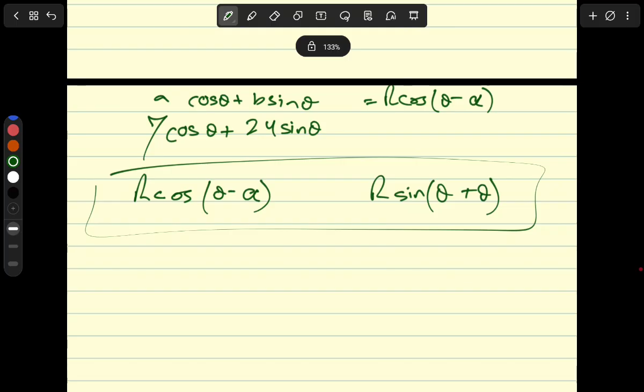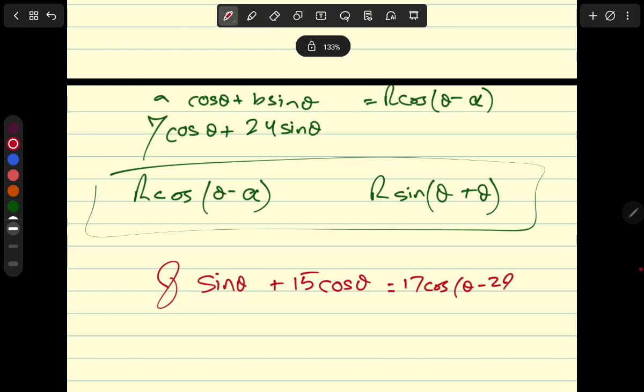Now, if I ask you, let me change color, 8 sine theta plus 15 cos theta, without using calculus and without graphing, without using Desmos, can you tell me the maximum possible value of this? A lot of you will not be able to. But if I convert this into 17 cos theta minus 28.07, which you know how to convert this into, now what is the largest cosine value that this cosine function can ever take?